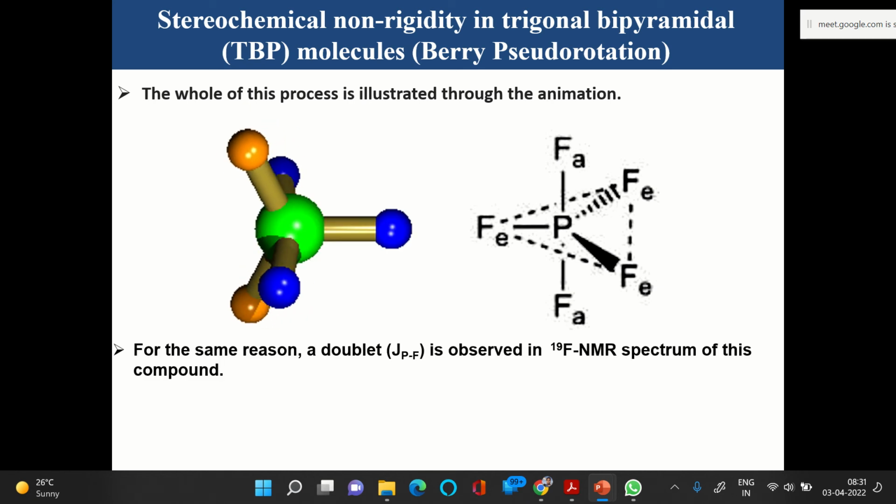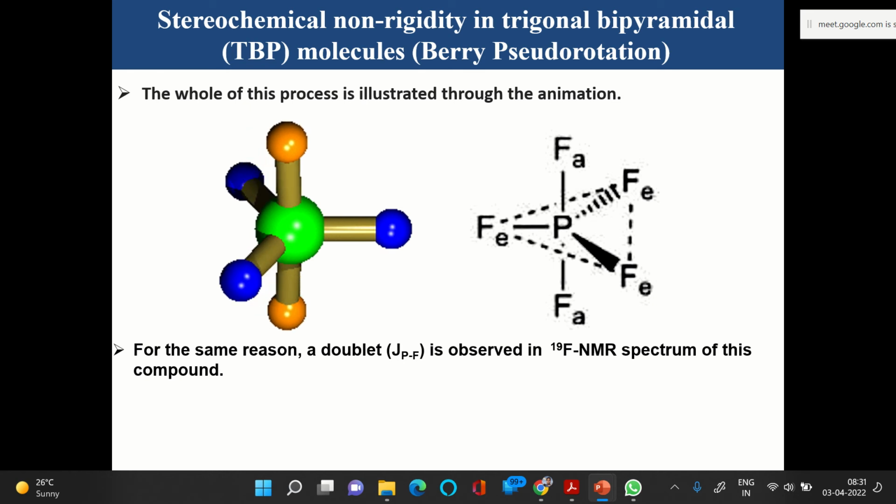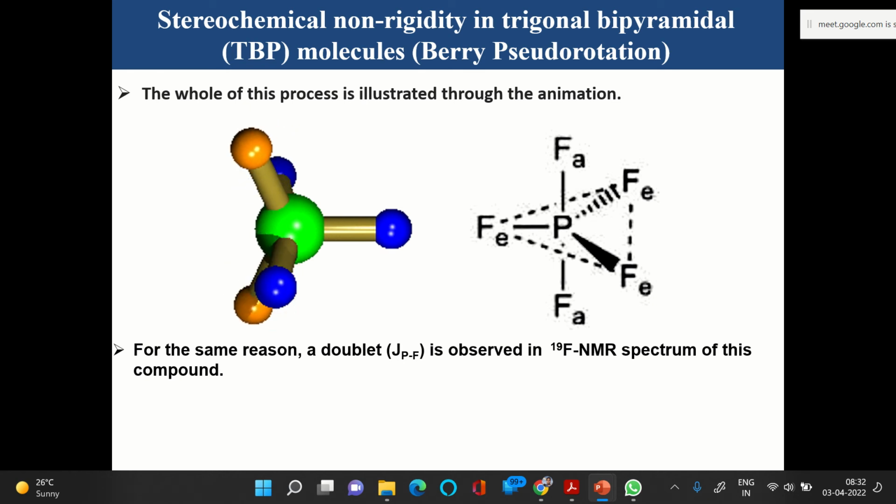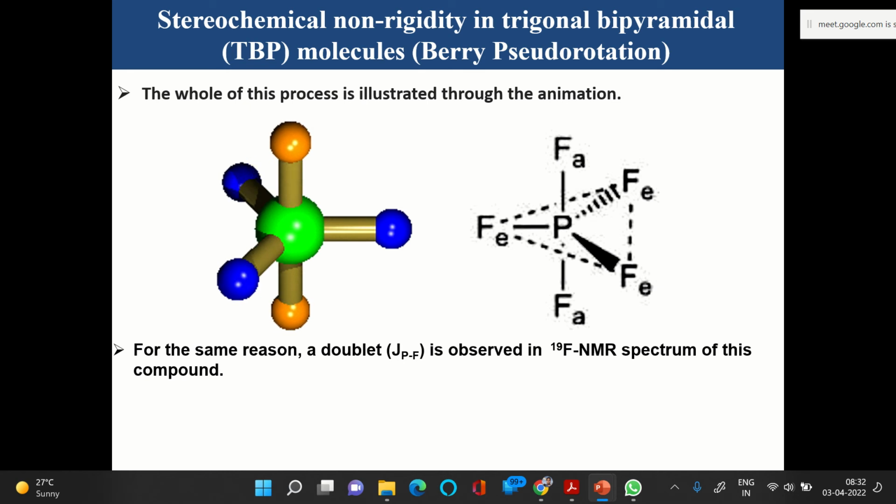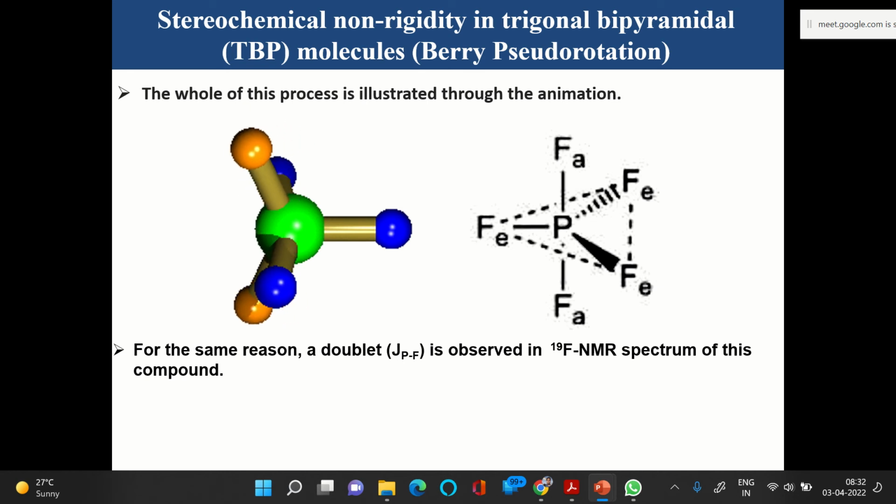So 19F NMR would, all the 5 fluorines are of the same type because of pseudo-rotation now, and they will have spin coupling. If they are equivalent, they will have the same Larmor frequency. They will appear in an isolated form. If there is no phosphorus present, all these fluorines will appear at one position in the NMR spectrum. Now because of the interaction with the phosphorus nucleus, this signal will split. It will split into a doublet.